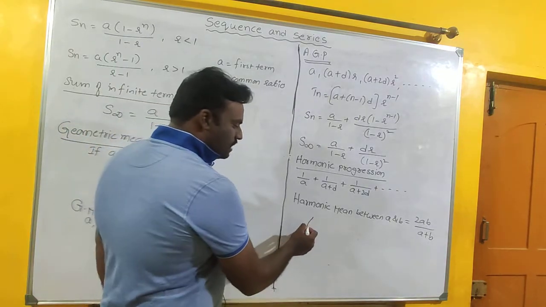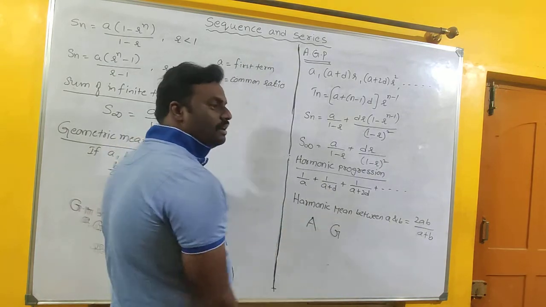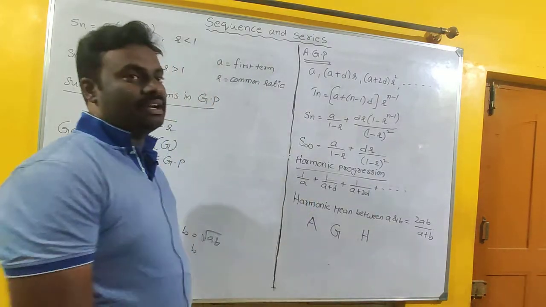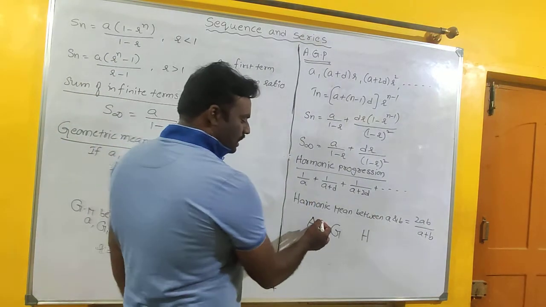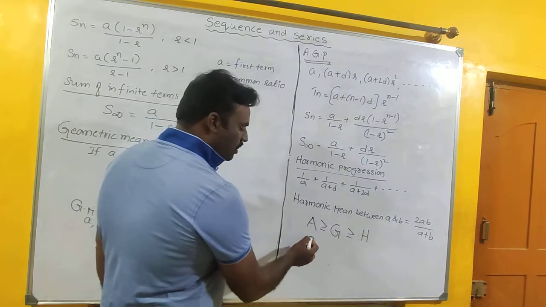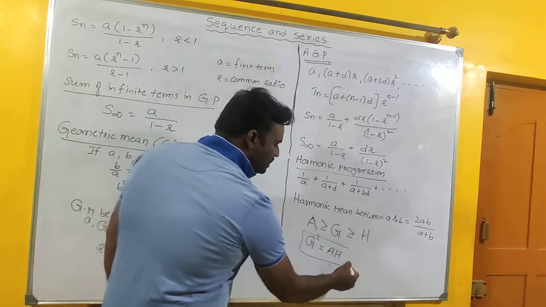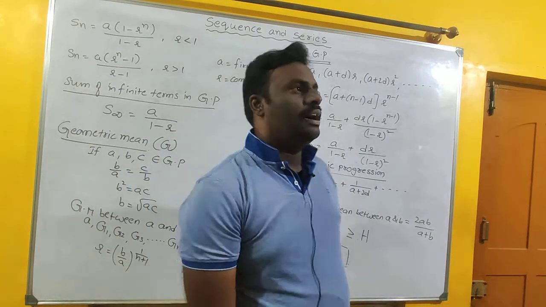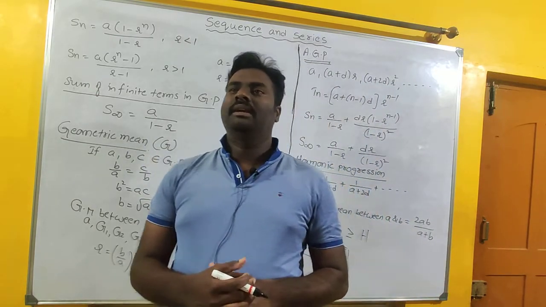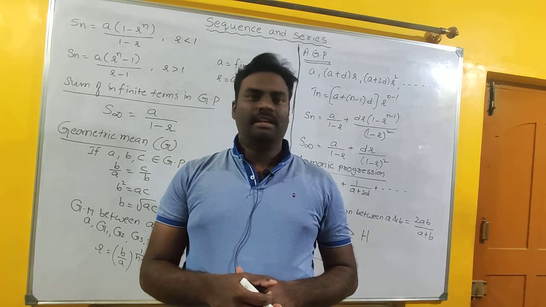If A is the arithmetic mean, G is the geometric mean, H is the harmonic mean, then the relation between these three is A greater than or equal to G greater than or equal to H, or we can say G square is equal to AH. This is the condition between arithmetic mean, geometric mean and harmonic mean. So these are the synopsis in sequence and series.